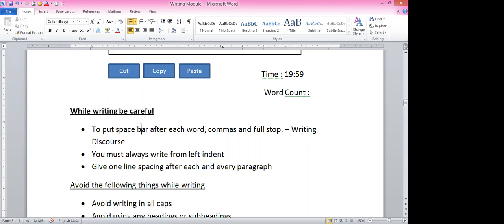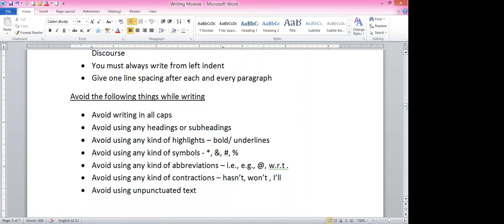You must always write from the left-hand side and give 1 line spacing after every paragraph. So please remember these 3 things. Along with this, you must not write the entire essay in capital letters. You should never write an essay in all capital letters. You should use them wherever needed, like starting off a sentence, starting off a paragraph, and wherever you're using proper nouns.